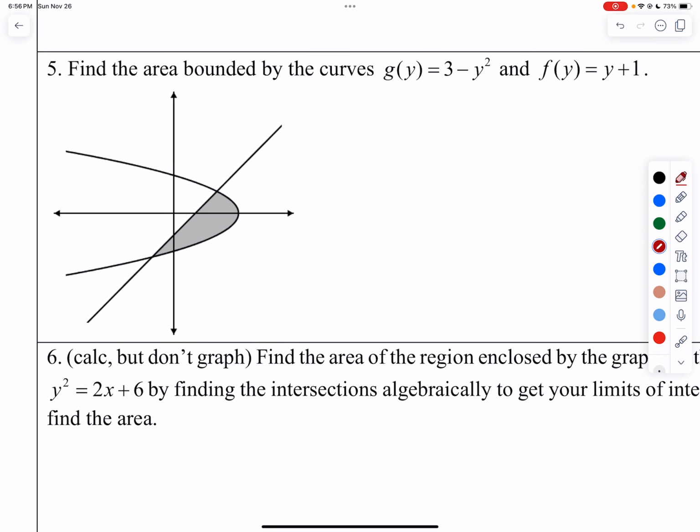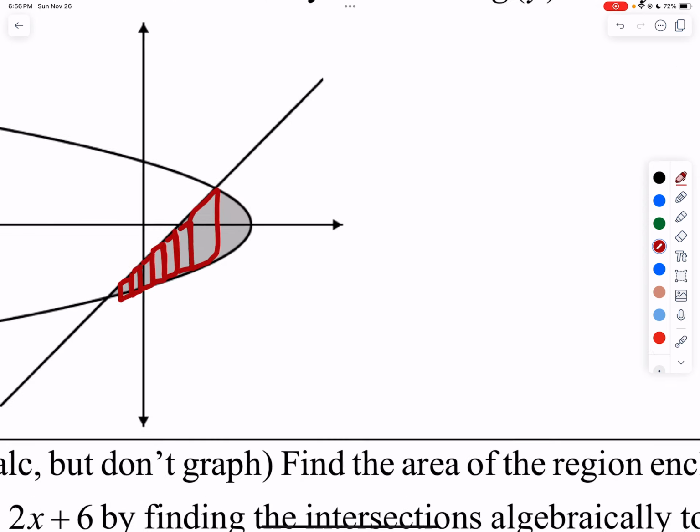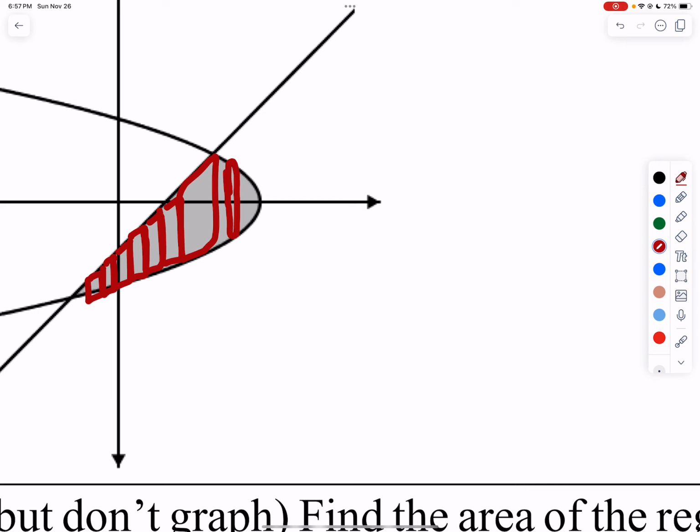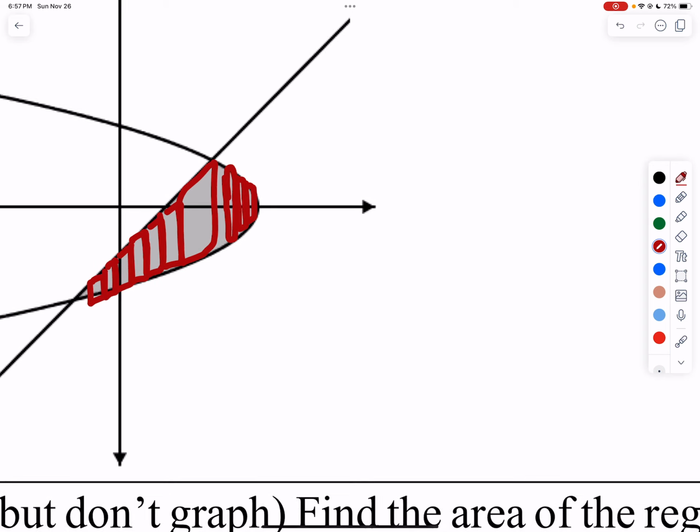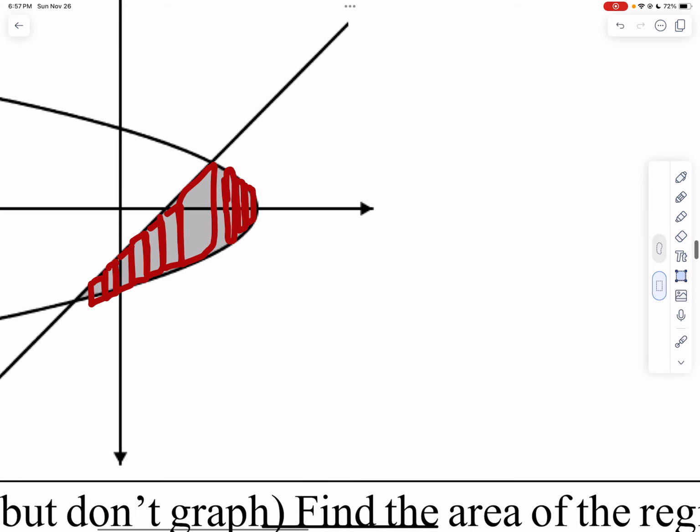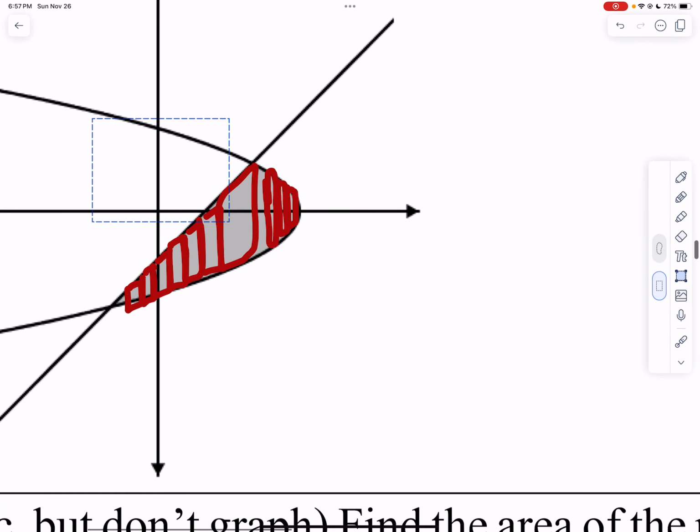I could do top minus bottom, top minus bottom, top minus bottom here. That's fine. But then after we hit this intersection right here, I'm going to have to do top minus bottom by itself, and we really don't want to do that because we don't know how to do that. Instead, we always want one function to be right and one function to be left, or one function to be on top of each other, completely on top of each other, or on bottom.